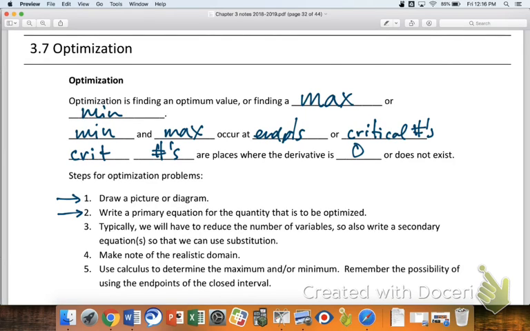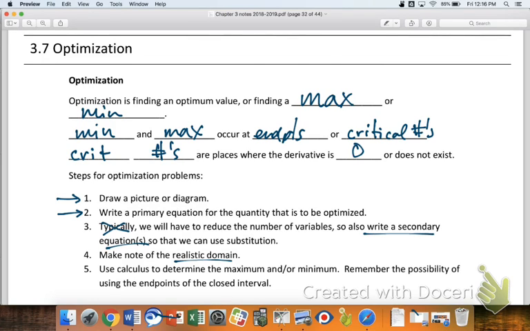Typically is too strong. I'd say sometimes we have to reduce the number of variables. So we might have to write a secondary equation to reduce the number of variables from too many to just the right number. I think sometimes the realistic domain is pretty important. For instance, you can't have negative 30 feet of fence. You also can't use 0 feet of fence and actually enclose anything, right? So there are some realistic domains to be considered.